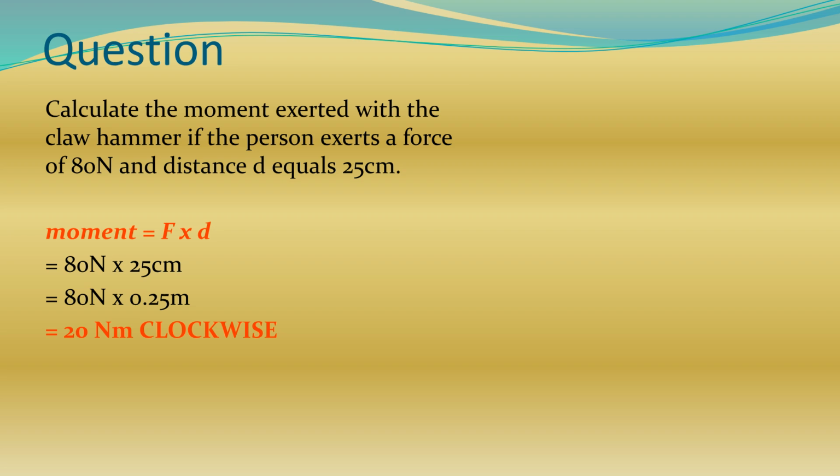Let's calculate the moment exerted by a claw hammer. Given a force of 80 newtons and a distance of 25 centimeters, we first convert the distance to meters, 0.25 meters. The moment is 80 newtons times 0.25 meters, which equals 20 newton meters, acting clockwise.